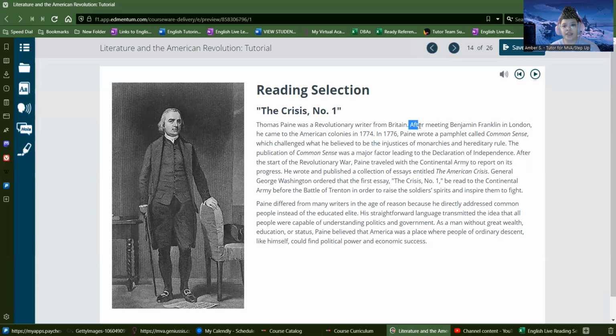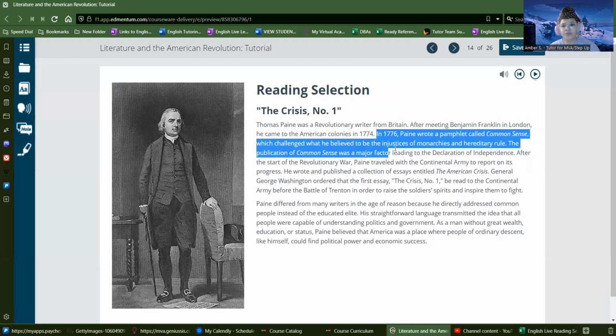So he came to the colonies after meeting Benjamin Franklin in 1774. He's known for writing the pamphlet Common Sense in 1776, which challenged what he believed to be the injustices of monarchies and hereditary rule. So basically, he was arguing monarchies are weird, they're not right, they're just in place so that the powerful can stay powerful and consolidate power. Here are the reasons why I don't think that monarchies actually work, and why I think they're not held accountable for the things that they do. And furthermore, why I think we don't need a monarchy here in America.